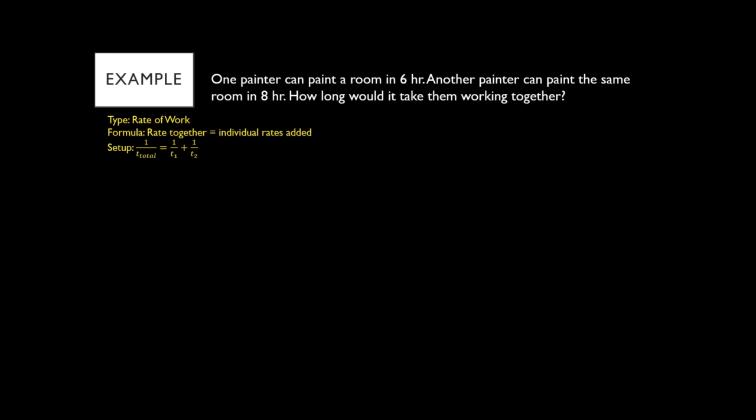So we have 1 over the total time. This question is asking how long it would take if they're working together. We don't know that, so that's your unknown, 1 over t. The book uses x, but I like to use t for time. And then this is 1 over how long one person can do it by himself. One painter can do it in 6 hours, plus how long the other person can get it done, which would be in 8 hours. So that would be your setup.